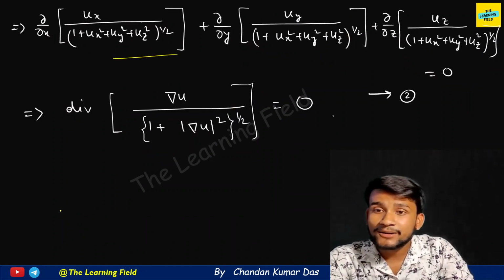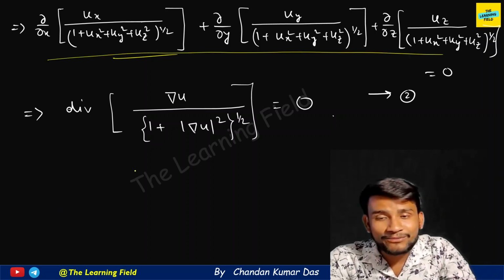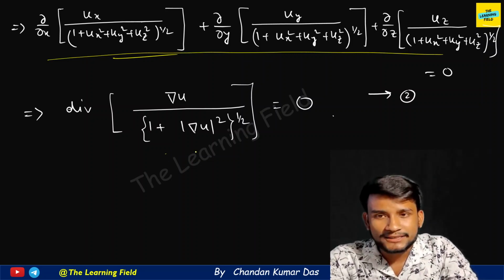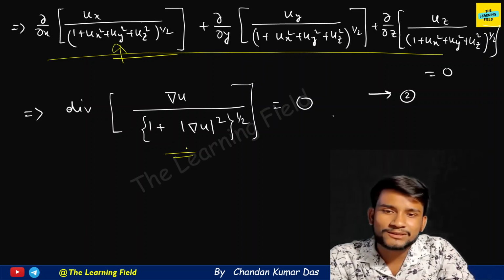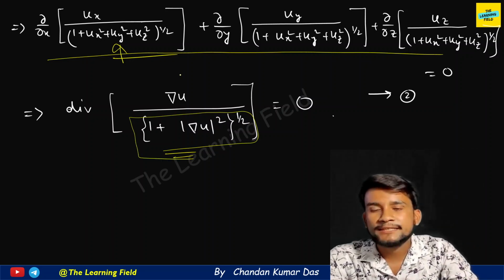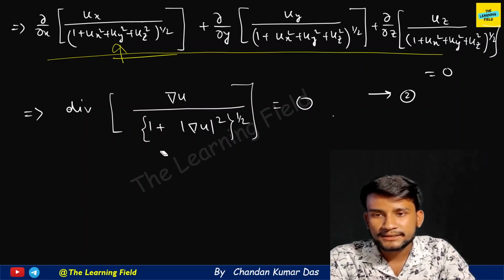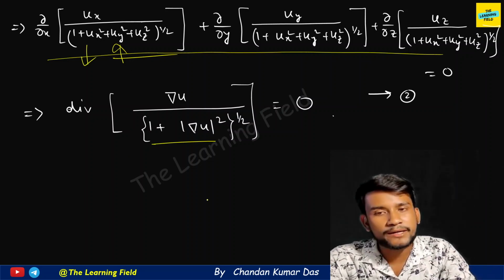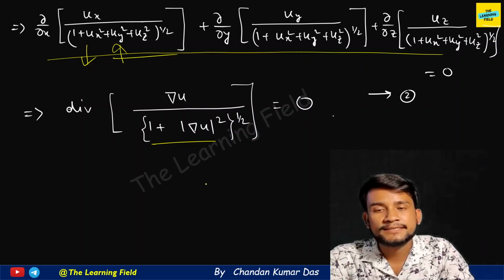So see, what was the formula of divergence? Here we will write this as divergence of grad u by, and this is the denominator term. What is this denominator term? It simply means this one, so this is a scalar quantity. Okay, this is simply a scalar quantity, and this is the numerator quantity, and we can write these three terms in this divergence form.